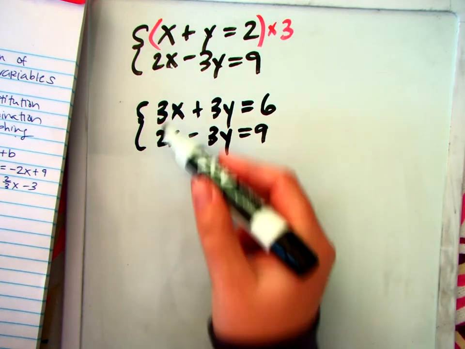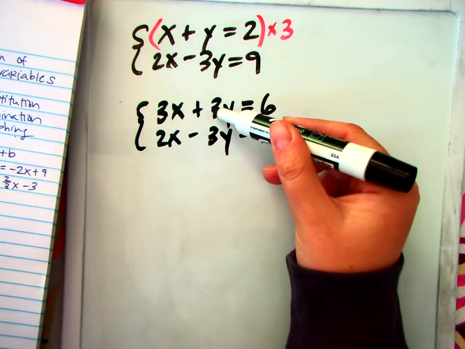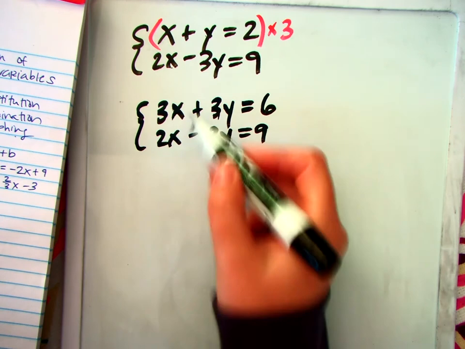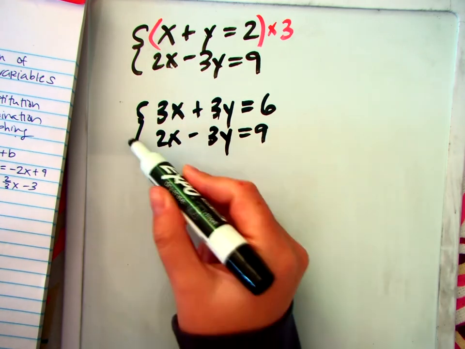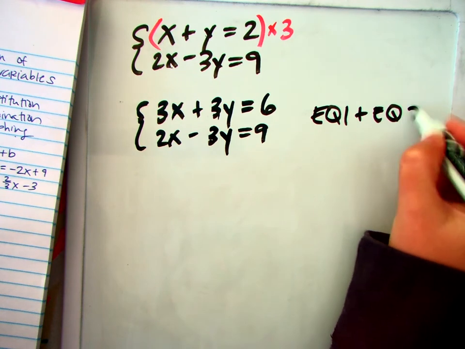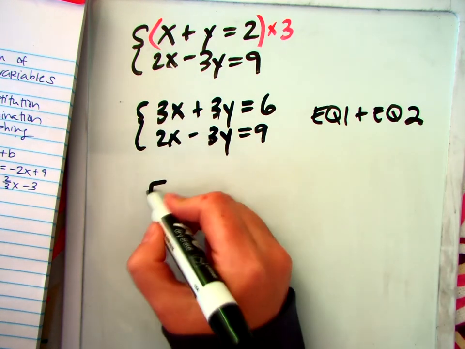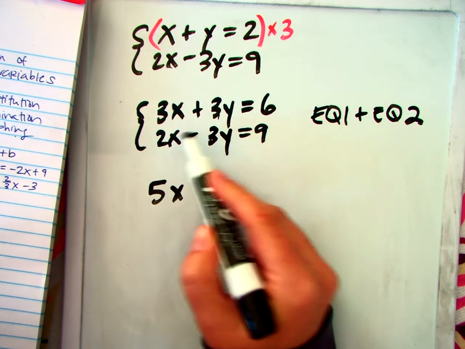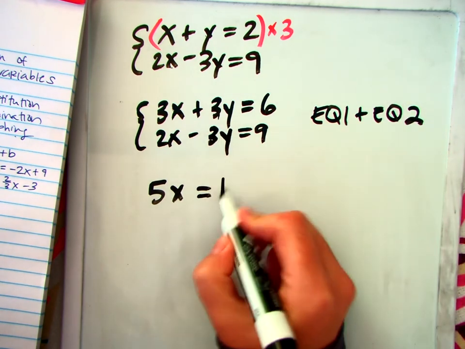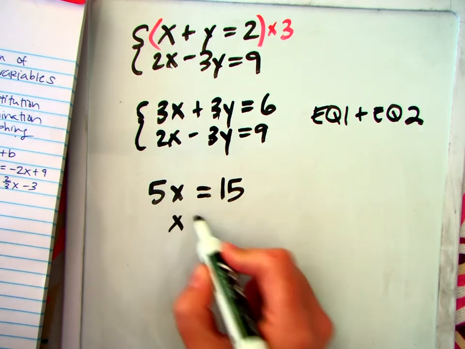All right, so now you can see that the y variables have the same number but opposite signs. If we were to add these two equations together, equation 1 plus equation 2, we're combining like terms. 3x plus 2x is 5x. Negative 3y plus 3y, that's 0, equals 6 plus 9, which is 15. So now we have a much more simple equation to solve. X is equal to 3.